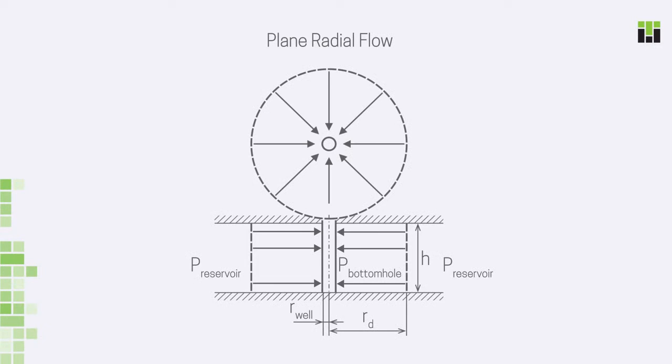Each well has its own drainage area, which looks like a circle in top-down perspective. Fluid in the reservoir flows to the well along the radius of this circle. In side view, fluid flow lines will be parallel to one another. This is what we call plane radial flow.